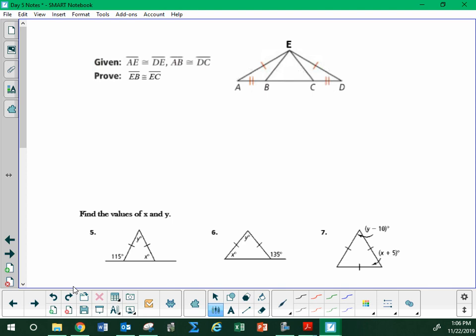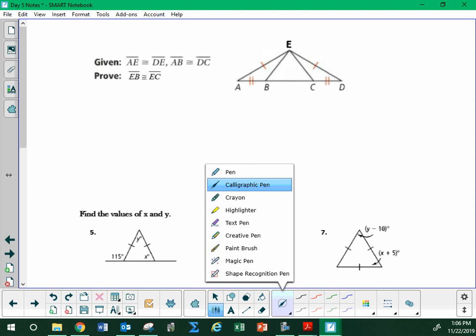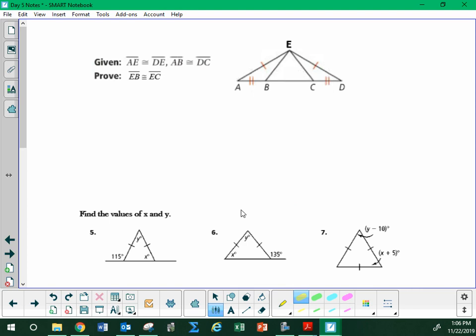Do we have to write all the given stuff again? Yeah, we're back to two column proofs. Can we get cake and not do proofs? Yeah, I would rather. Sounds like a good day.